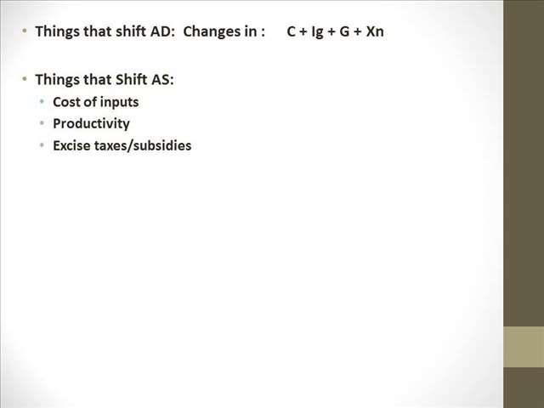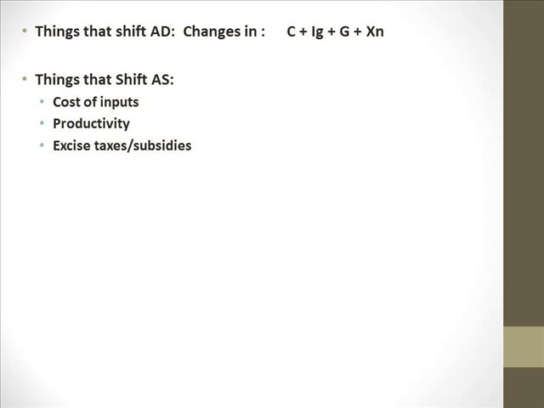I don't know why I give you so much space to write determinants of aggregate demand, but they are essentially the four components, C plus IG plus G plus XN. So we could give lots of examples of those four elements changing, but a change in consumption or investment, private investment, or government or net exports would cause AD to shift.